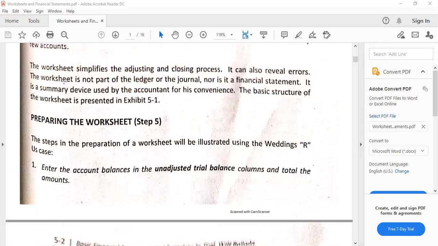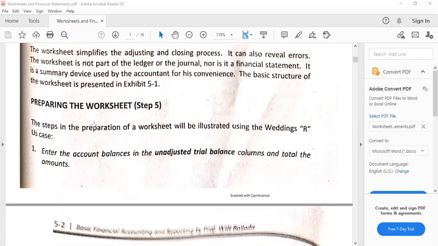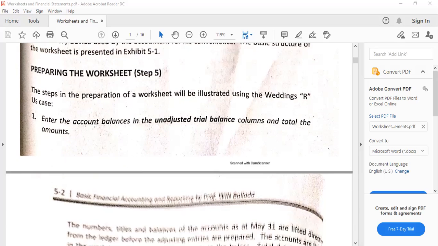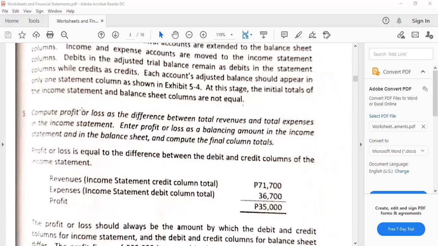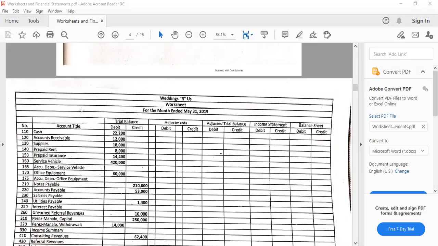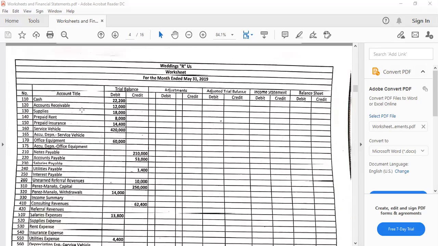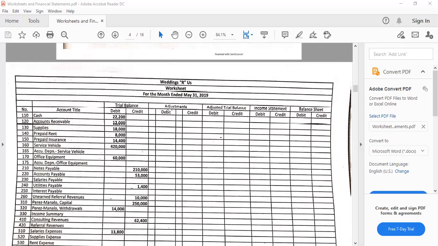Okay, so how do we prepare a worksheet though? Just take note that the preparation of a worksheet is a mechanical process. So all we have to do is take note of the steps. Allow me to run through the steps. The worksheet actually looks like this before we discuss the steps. So this is like a blank worksheet.